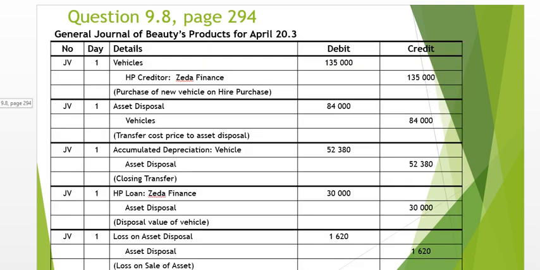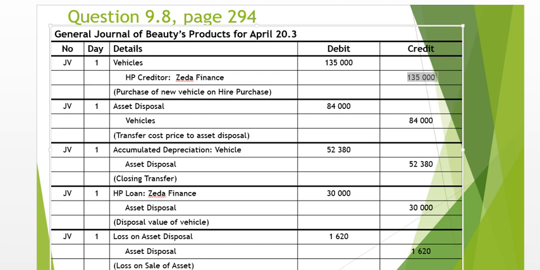Okay, so just quickly on how to do it in our general journal. So we will debit our vehicles account, credit our hire purchase loan. So this is buying the new vehicle. Disposing of that vehicle, the older vehicle, we will credit our vehicles account, debit our asset disposal account to take out the cost price of that vehicle. We will want to take out the accumulated depreciation on this vehicle as well. So we'll debit accumulated depreciation on vehicles, credit asset disposal, and then our hire purchase loan.